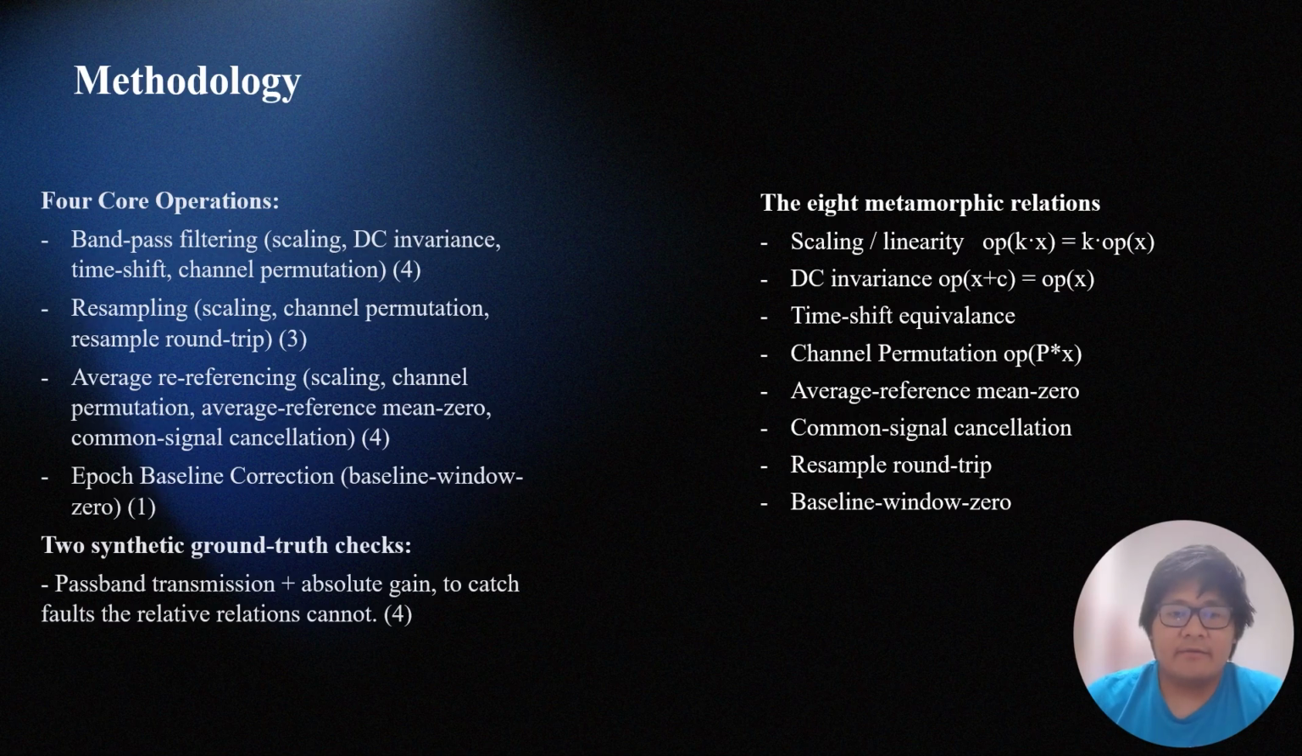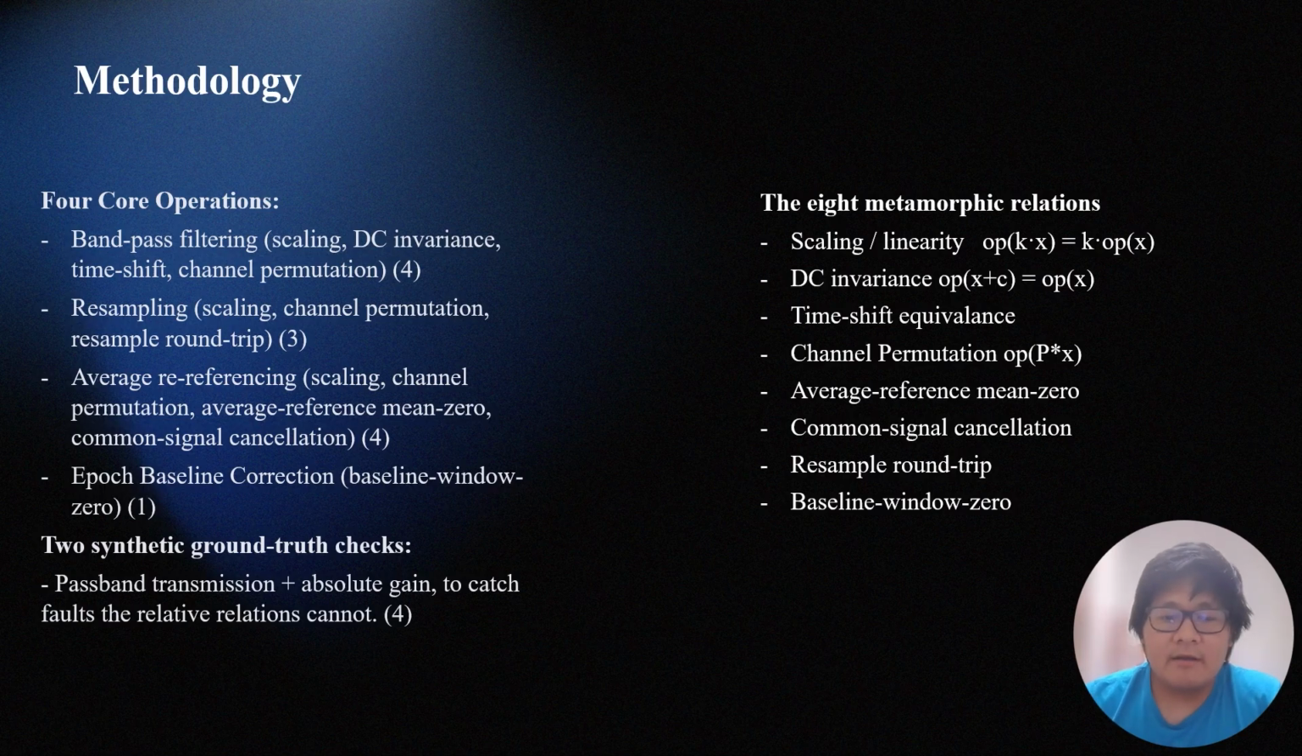And then there's baseline correction, where you subtract off what the signal was doing before the stimulus, or when the main activity was going on in the brain, so what's left is the actual response, and that's what we're paying attention to. And of course, on the right side, I'll list them off. For the metamorphic relations, there's scaling, linearity, DC invariance, time shift equivalence, channel permutation, average reference, common signal cancellation, resampling, and baseline window. These are the relations connected to each of the four main operations.